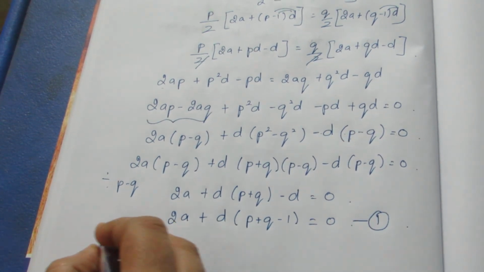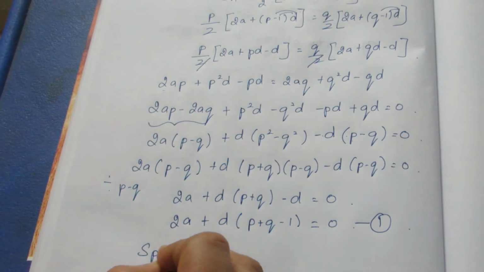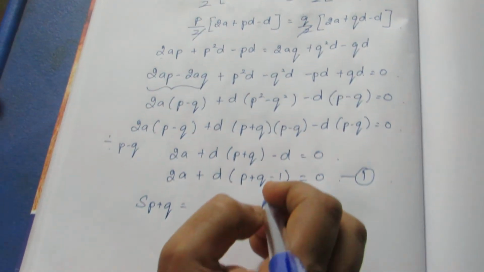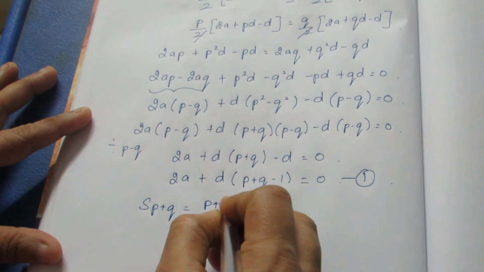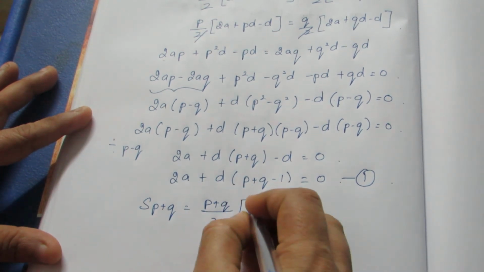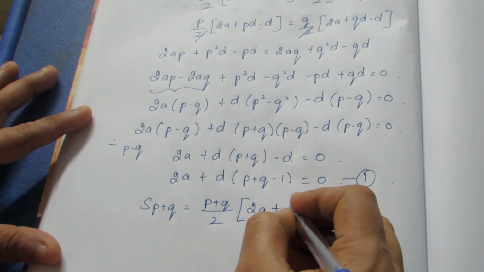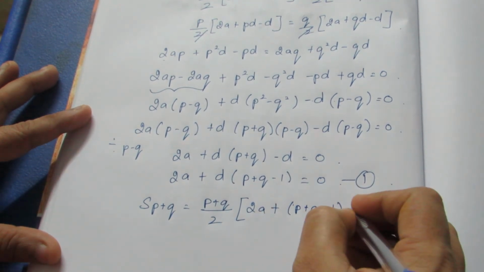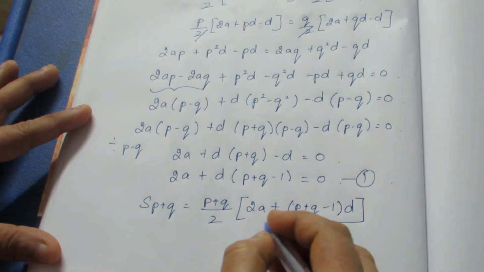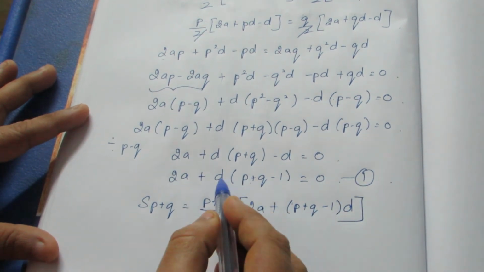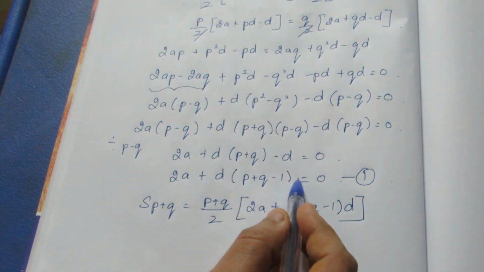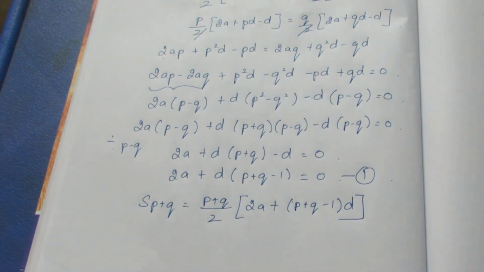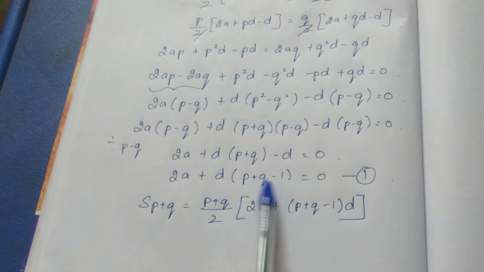We want to find this SP plus Q. Let's substitute the Sn formula here. Instead of n we have P plus Q by 2 into 2A plus n minus 1, and n minus 1 here is P plus Q minus 1 into D. We know that this is equal to 0. Here D is here. Instead of here we can also write it here because it is multiplication, 2 into 3, 3 into 2, everything the same. So D can be at the back side. See, 2A plus P plus Q minus 1 into D is equal to 0.